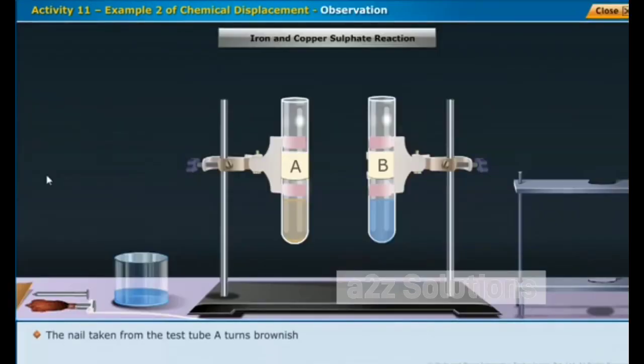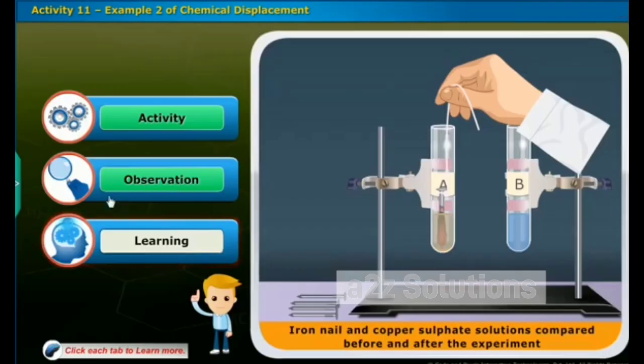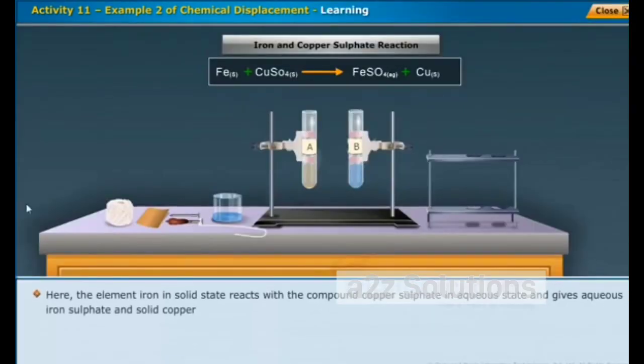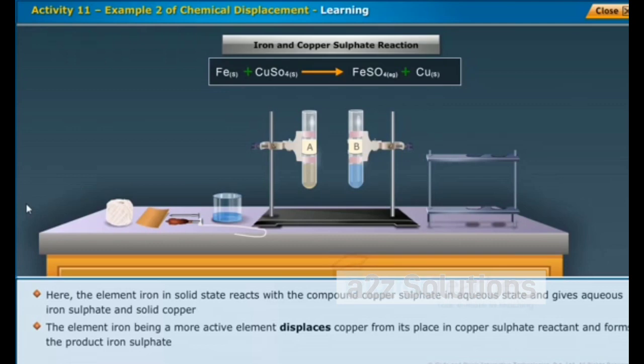The nail taken from the test tube A turns brownish. The color of the copper sulfate solution fades from being blue in color initially. Here, the element iron in solid state reacts with the compound copper sulfate in aqueous state and gives aqueous iron sulfate and solid copper. The element iron, being a more active element, displaces copper from its place in copper sulfate reactant and forms the product iron sulfate.